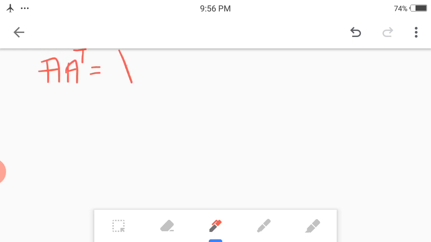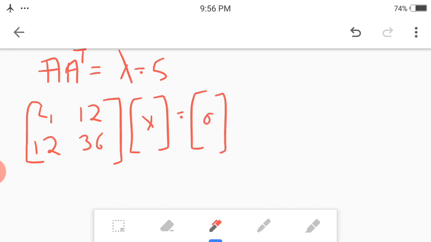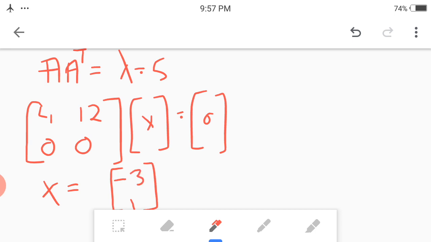So let's start with lambda equals 5. What will be your matrix? 9 minus 5 is 4, 12, 12 and 41 minus 5 gives you 36. What will be the row operation? R2 equals R2 minus 3R1. So that will yield you a 0, 0. So your x is the free variable set to 1. Minus 12 by 4 gives you minus 3. Right? So what's the normalization here? You get 9 plus 1, root 10. This is your U1.